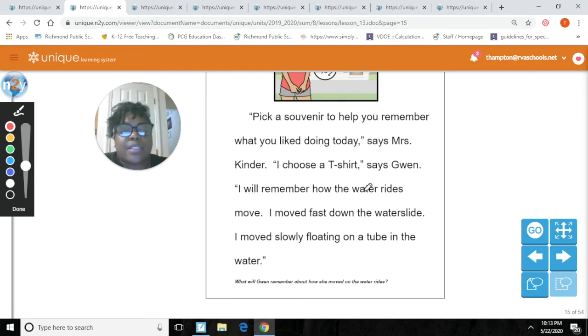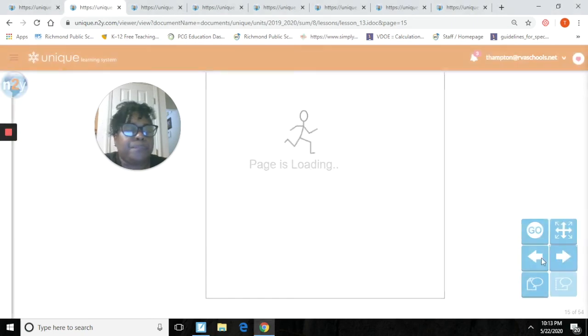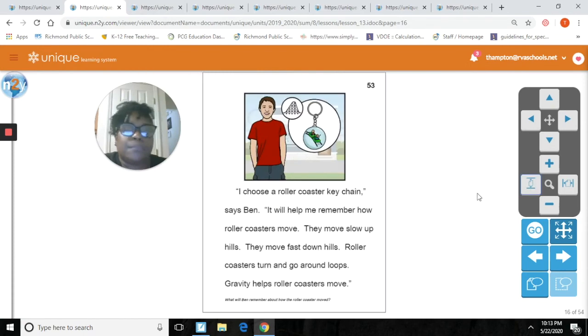Here's the section that talks about the water rides. And she says, I will remember I moved fast down the water slide. I move slowly, floating on a tube in the water. Okay? If you said that, you were correct. Okay, I choose a roller coaster keychain, says Ben. It will help me remember how roller coasters move. They move slow up hills. They move fast down hills. Roller coasters turn and go around loops. Gravity helps roller coasters move.